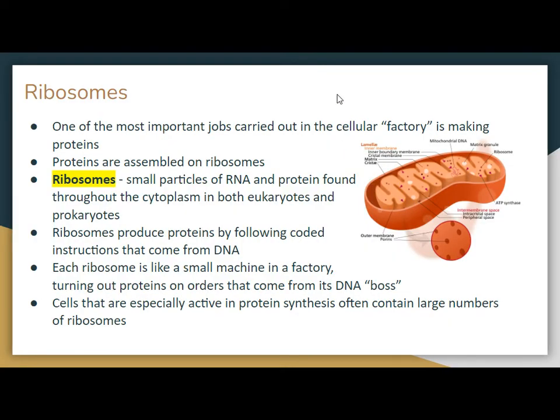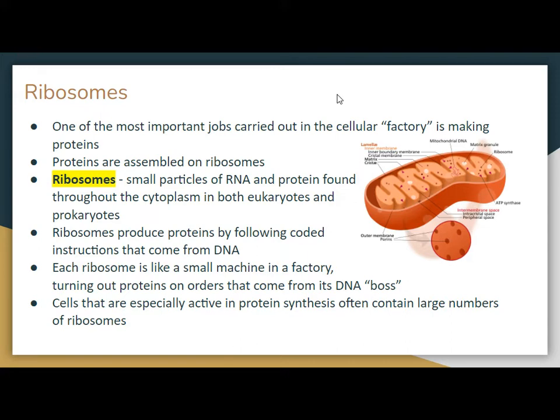So the first one we're going to talk about, you guys will need to make another card. These are called ribosomes, okay? And these are everywhere in our cells. One of their most important jobs is that they're their own tiny little factory, and they are what actually make the proteins. So these guys are really, really important.